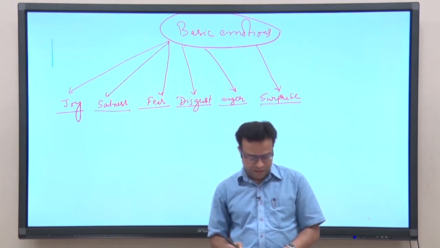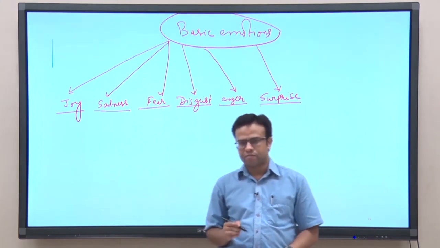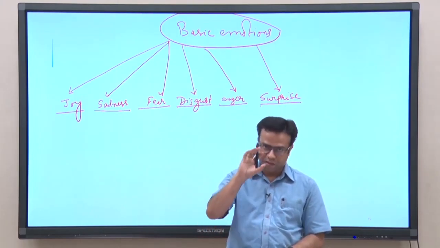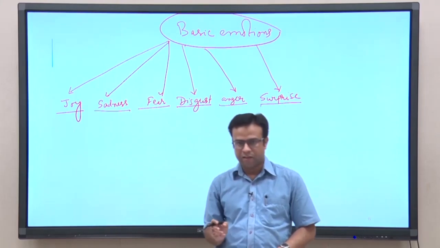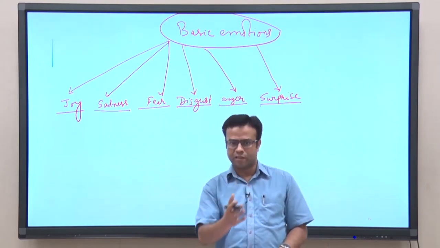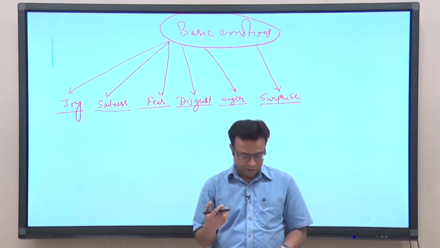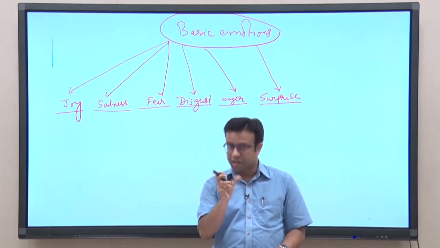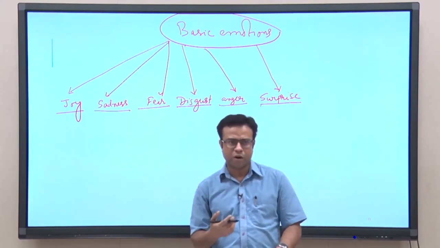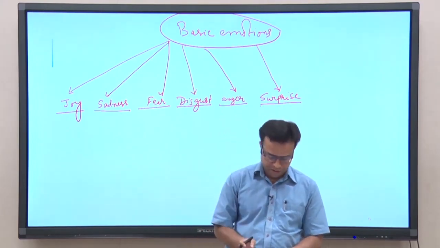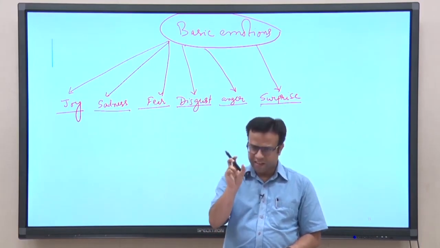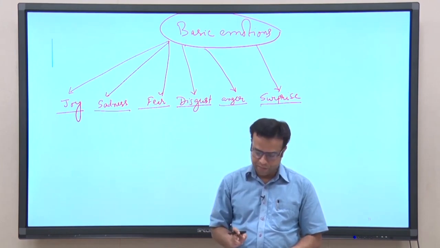And the last one is surprise. Surprise arises when we encounter something sudden or unexpected in our environment. When something is sudden or unexpected, we become surprised. It is a brief startle response, which happens maybe when we hear some unexpected sounds or movement in our environment. It is more like a startle response, and it generally happens for a brief period of time.